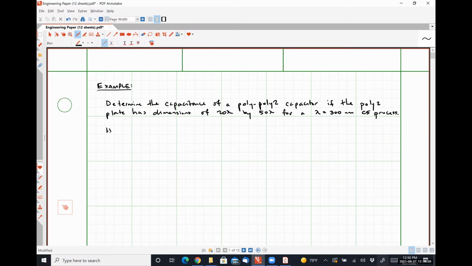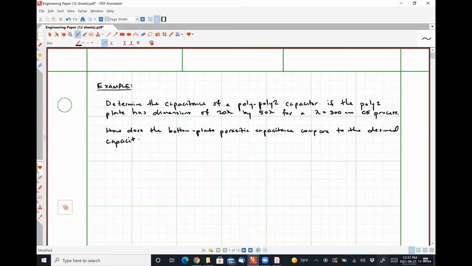And then I want to know, how does the bottom plate parasitic capacitance compare to the desired capacitance value?